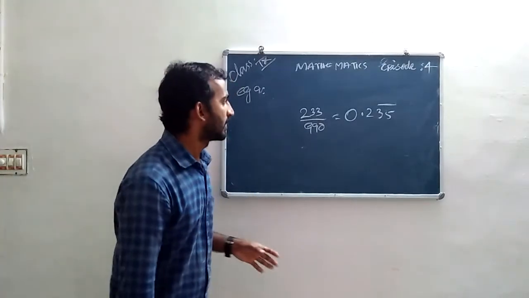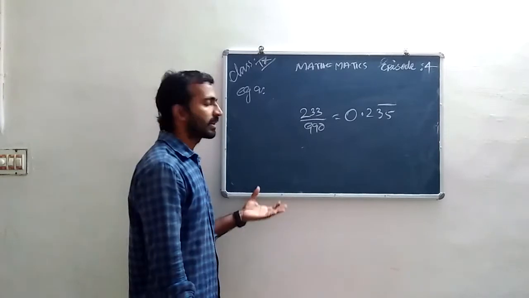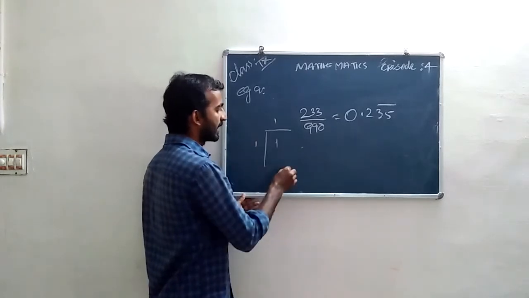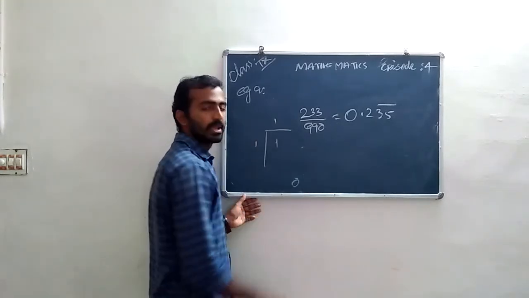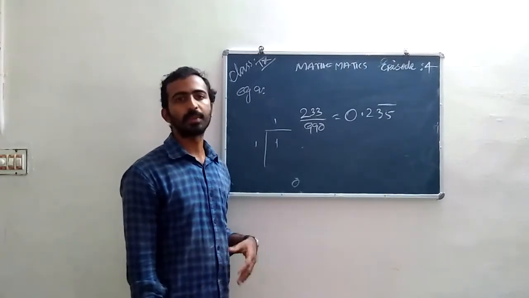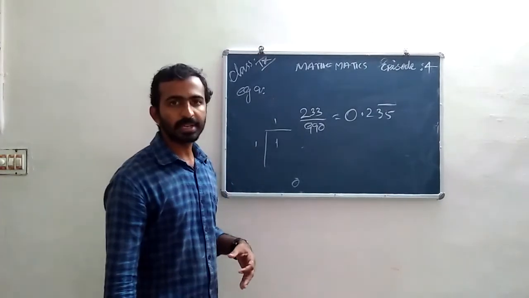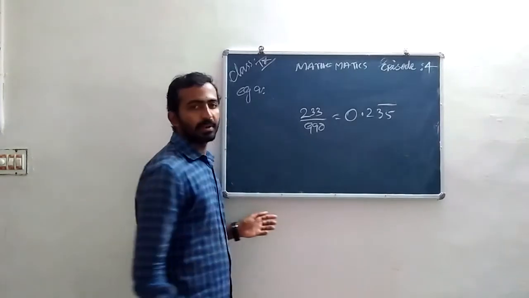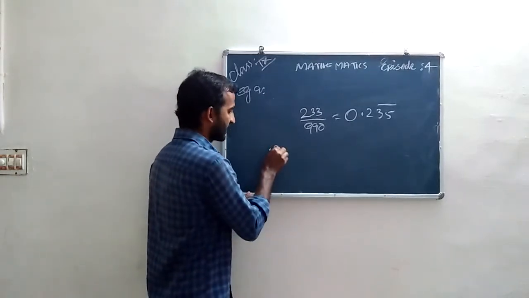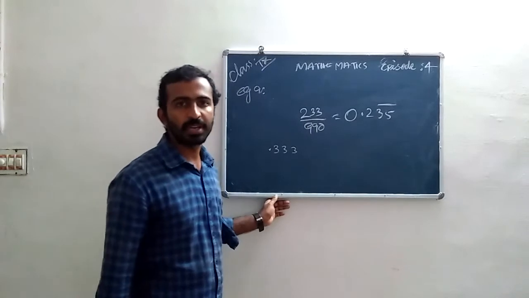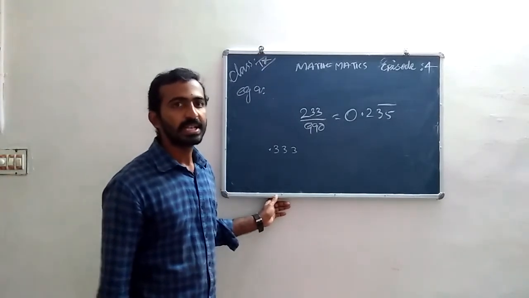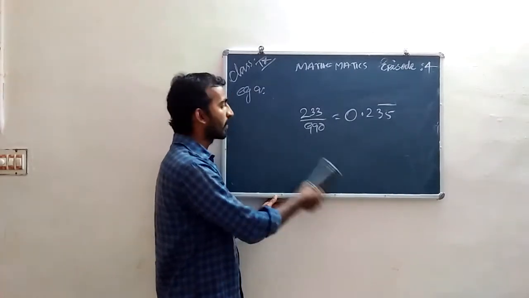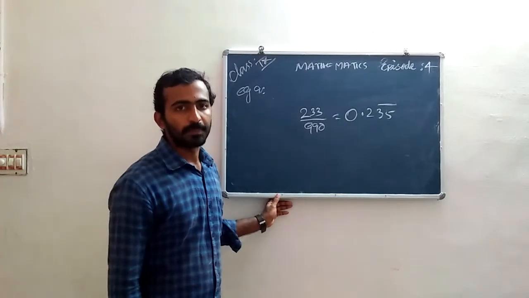What is meant by terminating? After a few steps, the remainder goes to 0. When we divide some integers, after some steps we get remainder 0. That is a terminating number. Non-terminating means the quotient goes on infinitely, for example 0.3333 etc. That is non-terminating recurring. So in rational numbers, the decimal expansion is terminating or non-terminating recurring.